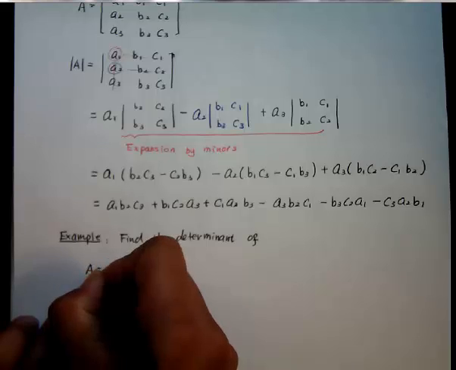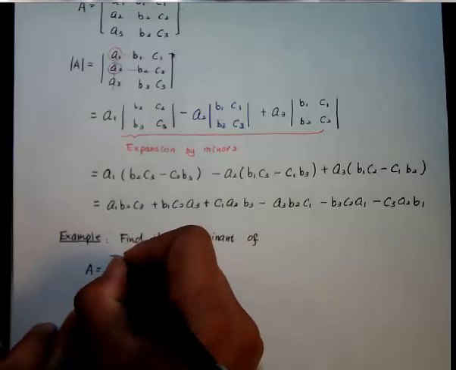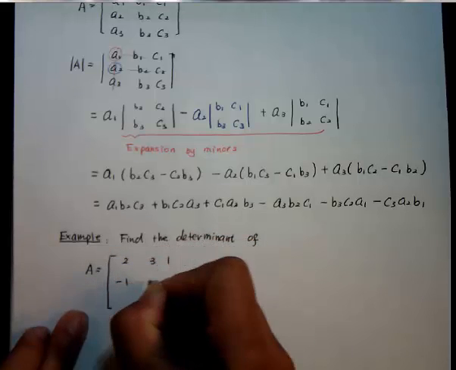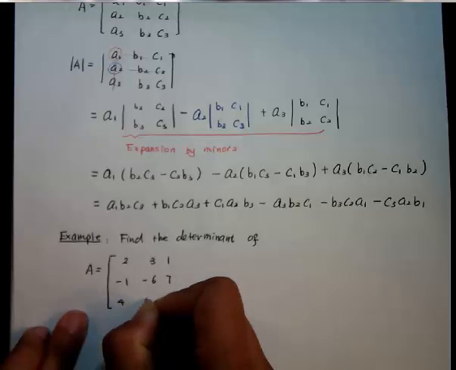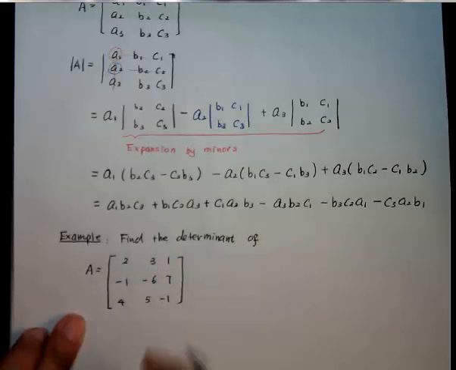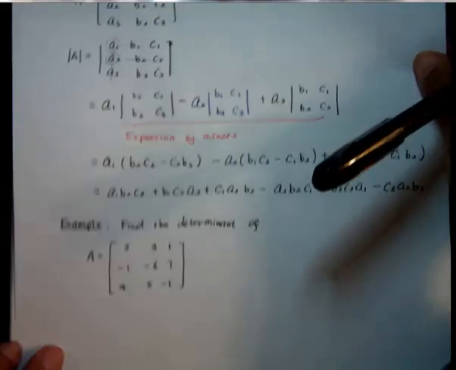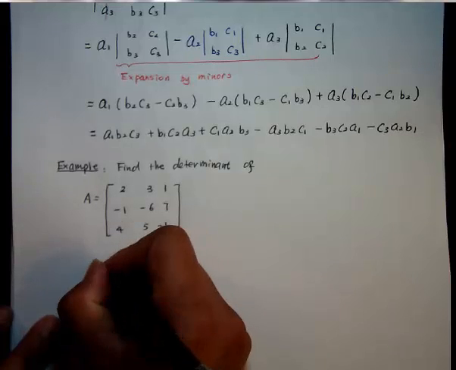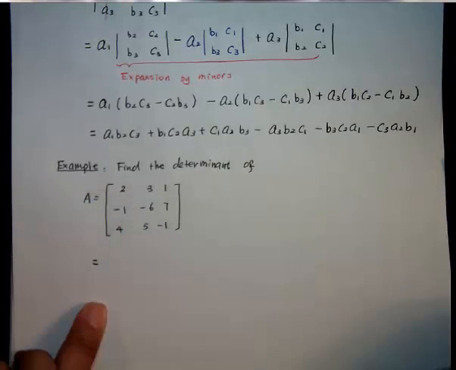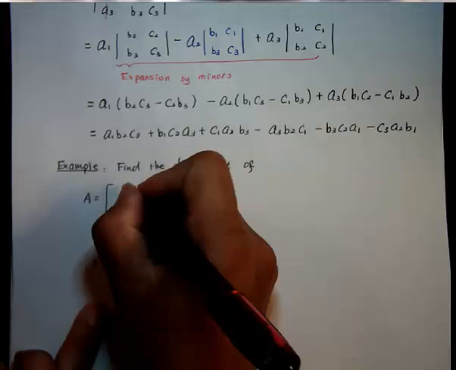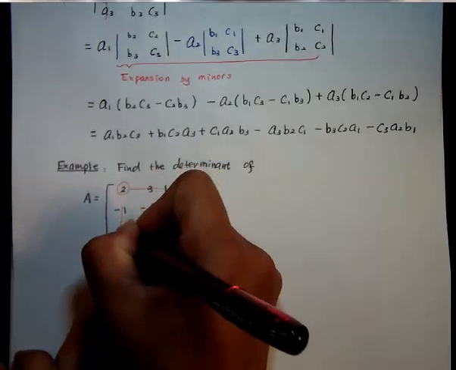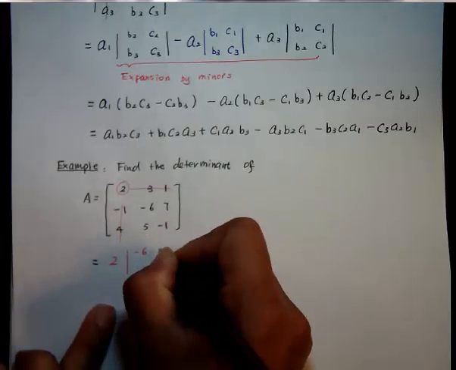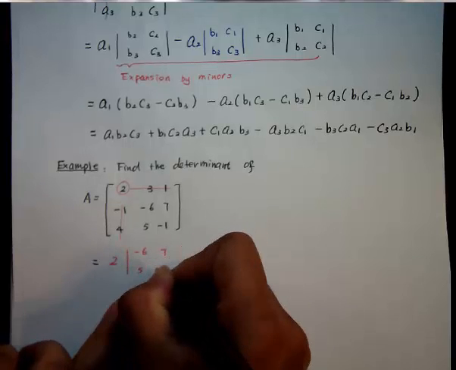Okay, let's take a look at the first matrix. The matrix is 2, 3, 1, negative 1, negative 6, 7, 4, 5, negative 1. Right. So that is equal to, use this one, and 5 is the corresponding minor. So that's 2 times the determinant of negative 6, 7, 5, negative 1.